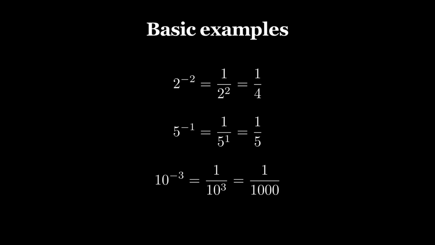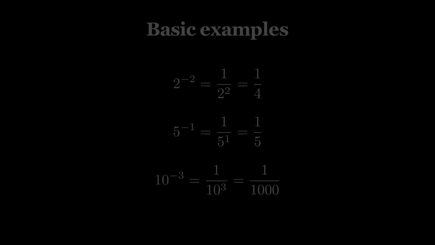That is 1/4. Next, 5 to the power of minus 1. That means 1 divided by 5 to the power of 1. 5 to the power of 1 is just 5, so the value is 1 divided by 5, or 1/5. Third example, 10 to the power of minus 3. This is 1 divided by 10 to the power of 3. 10 to the power of 3 is 1000, so we get 1 divided by 1000, which is 1/1000th.